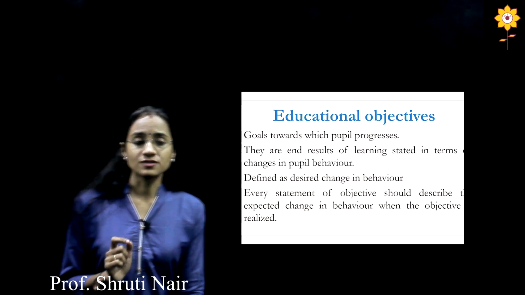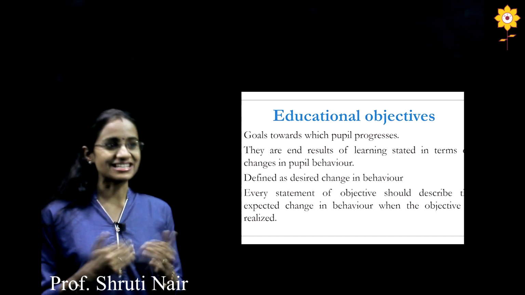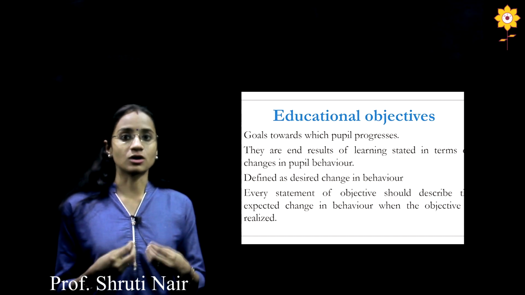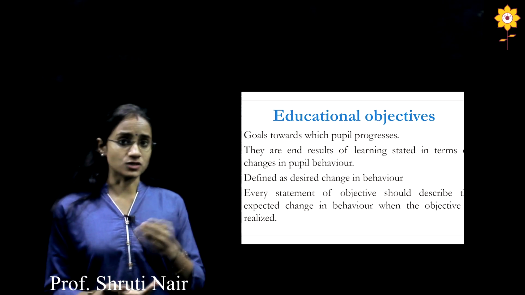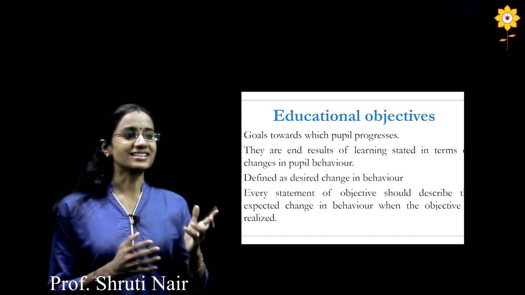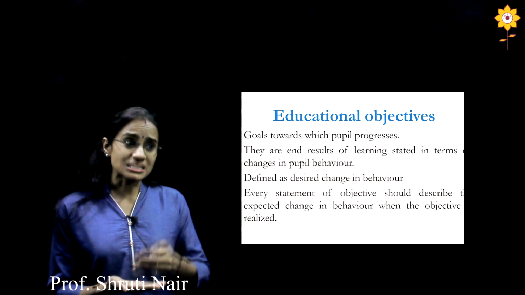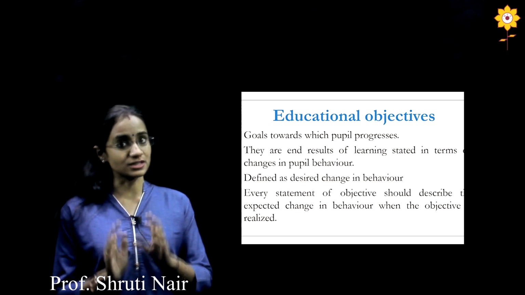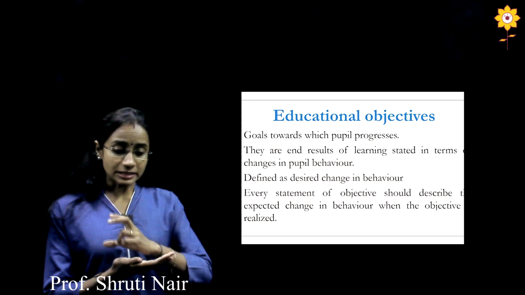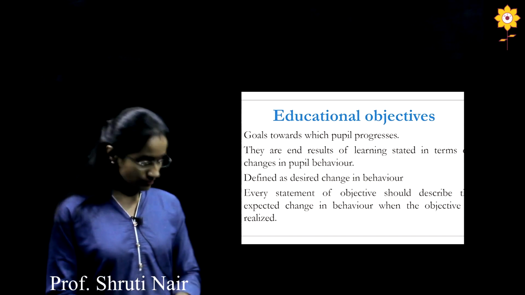So educational objectives, these are the goals towards which pupil progresses. They are end results of learning stated in terms of changes in pupil behavior. In the sense, after listening to one of your class or after attending your class, what are the intended desirable behaviors you want in the students? And it is defined as desired change in behavior. Every statement of objective should describe the expected change in behavior when the objective is realized. So once your objective is realized, it should be stated in a way that it clearly mentions the desired behavior that you want to see in your student.